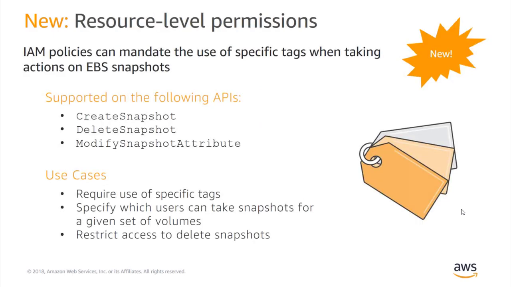In conjunction with Tag on Create, we also added IAM resource level permissions on EBS Snapshot APIs. This feature allows you to use tags to control access to snapshots. You can do things like require that a certain set of tags are applied when a snapshot is created, or you can restrict which users can take snapshots on which volumes. You can also control who can delete snapshots. And these are just a few of the possible use cases for this feature.